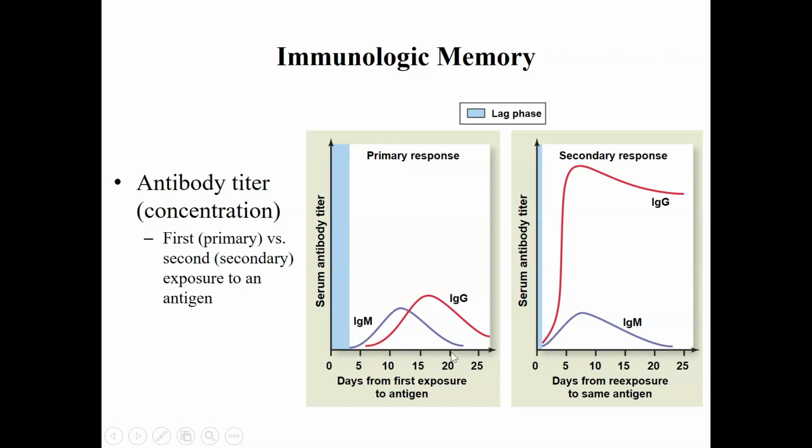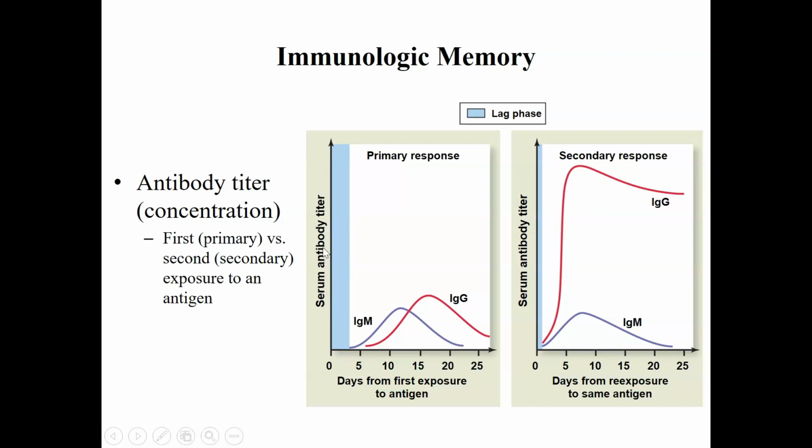So this is indicating that there is activation of B cells, and the B cells are undergoing clonal expansion, and clonal expansion is going to generate plasma cells, the differentiation, and the plasma cells are going to secrete antibodies, and those antibodies are going to start appearing in the bloodstream.